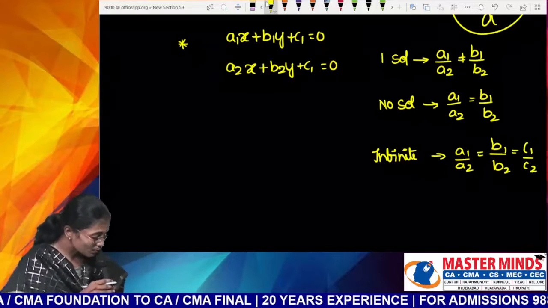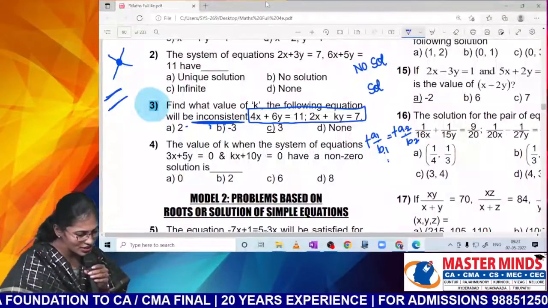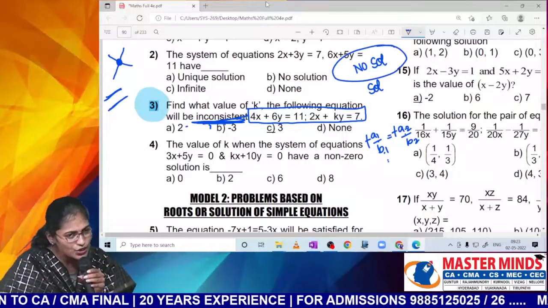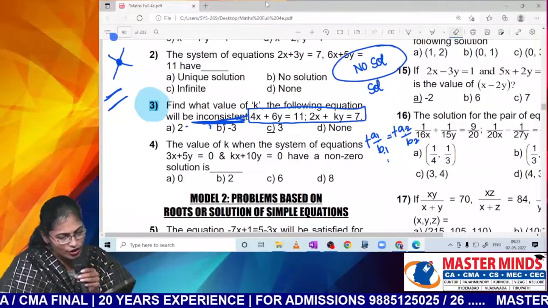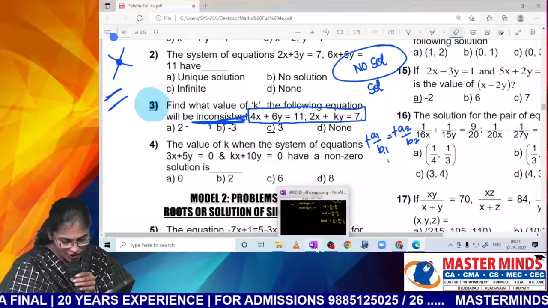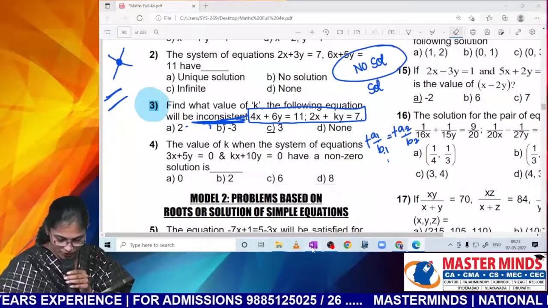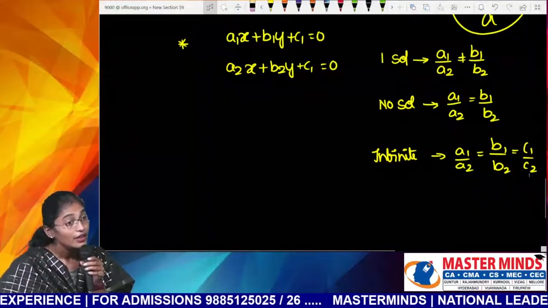Now, what is my question, Nana? My question is, is the system consistent or inconsistent? Inconsistent means what? No solution means it belongs to the first context or the second context or the third context, Nana? First one or second one or third one? Tell me, what is the second one?